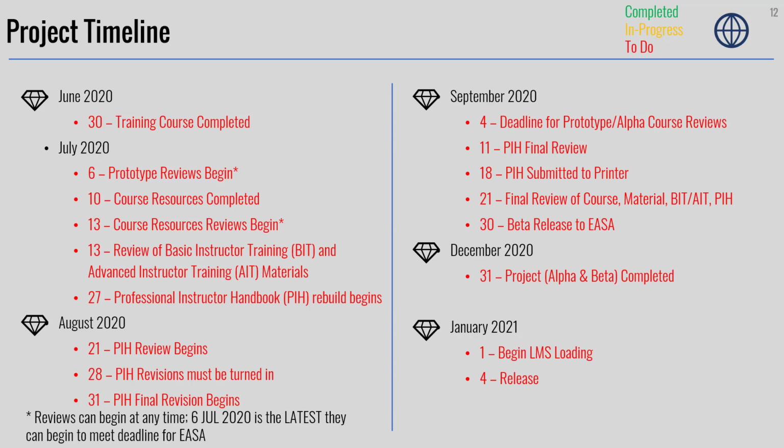July also sees the revision of the basic and advanced instructor training courses for use in the ILT events that will take place after the e-learning events have been completed. It will also see the start of the rebuilding of the Professional Instructor's Handbook, or PIH, that will accompany the Instructor Core Competencies training course.